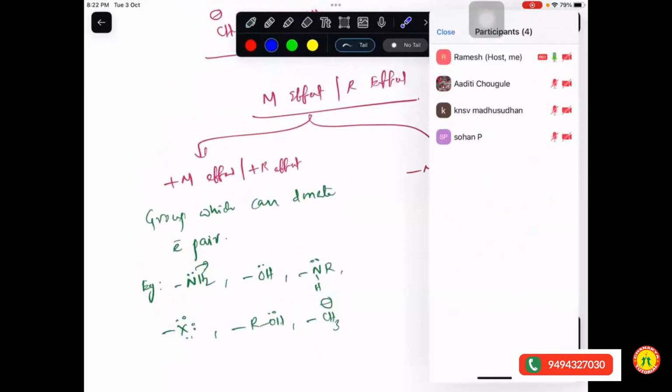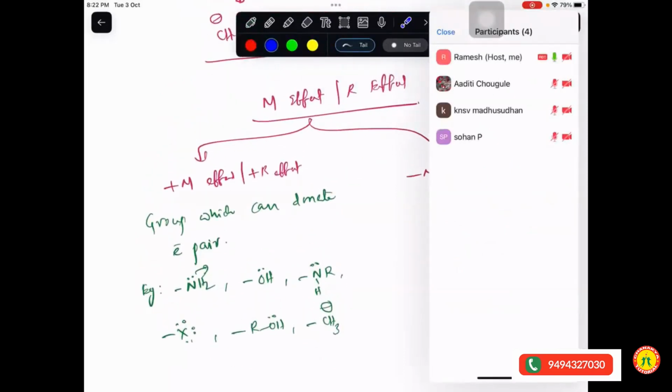Aditi, you are getting everything? Madhusudan, Sohan, everybody? Yes, sir. Clear, right?